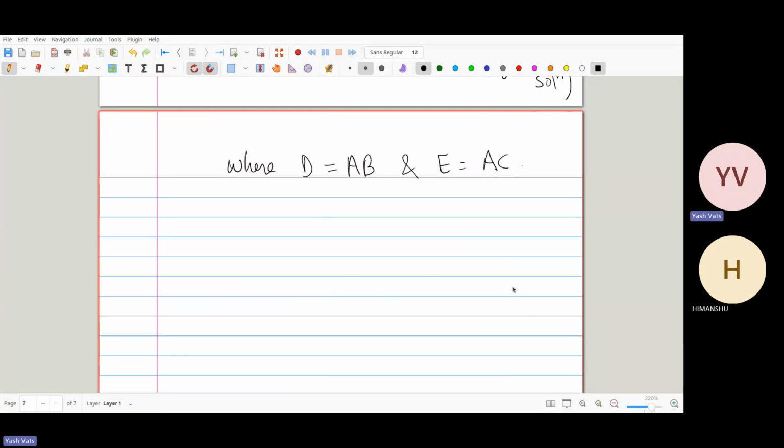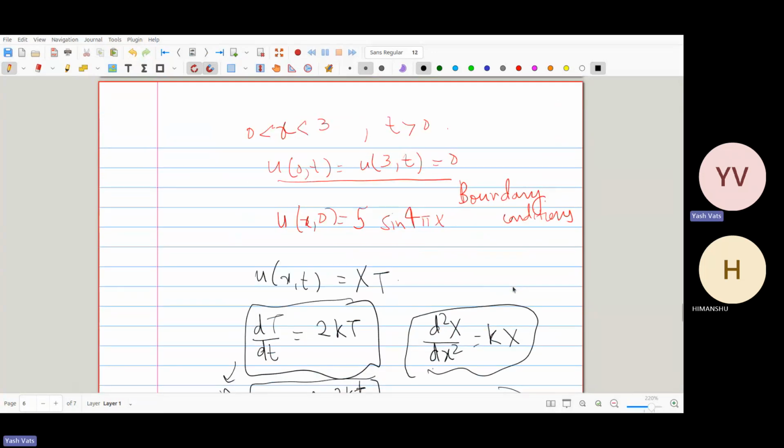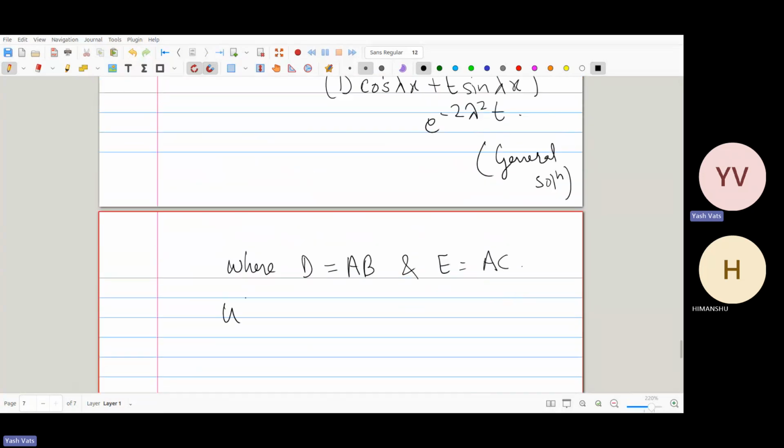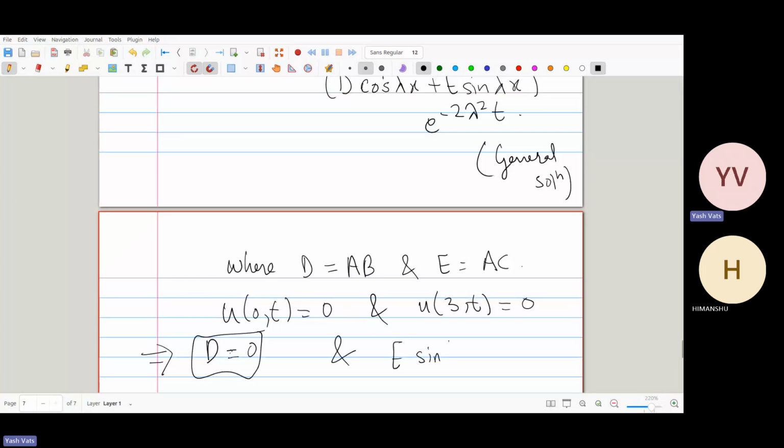So what are the initial conditions here? You now use them, right? So u(0,t) = 0 and u(3,t) = 0. So u(0,t) equals 0 gives you d equals 0. If you check this, then it implies d equals 0, and u(3,t) equals 0 gives you e times sin(3 lambda) e to the power minus 2 lambda square t is equal to 0.